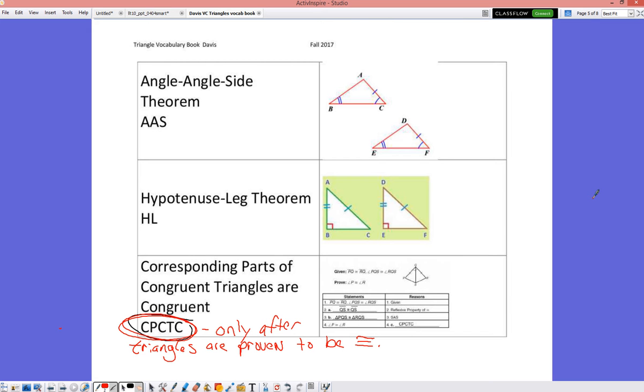So, corresponding parts of congruent triangles are congruent. And the abbreviation for that one, we say CPCTC. Now, this could only be used after we prove the triangles are congruent. So there's actually a 2-column proof right here. It already proves that the triangles are congruent. But after the triangles are proven to be congruent, what's going on?